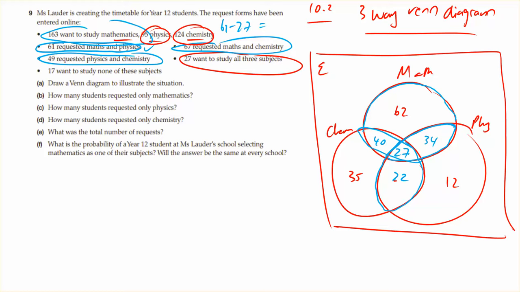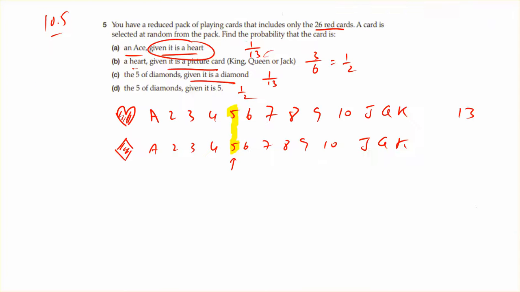Now, it says in the question that 17 want to study none of these subjects, so 17 is outside. Okay, so let's answer the question. So we've drawn the Venn diagram.